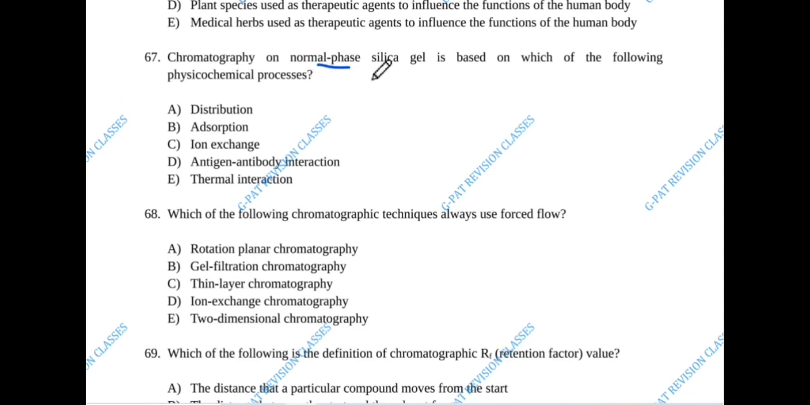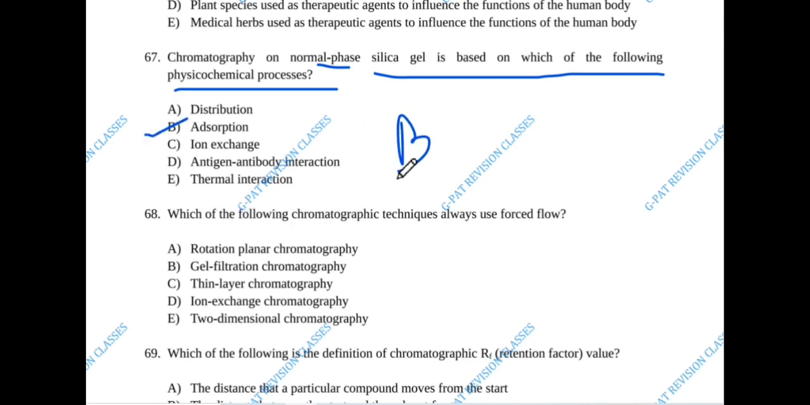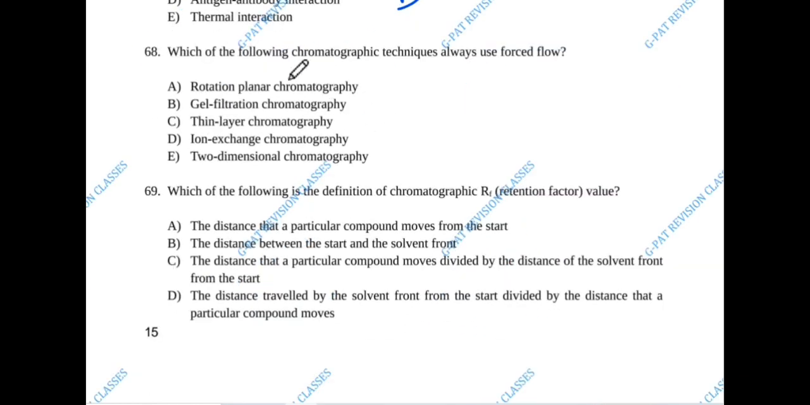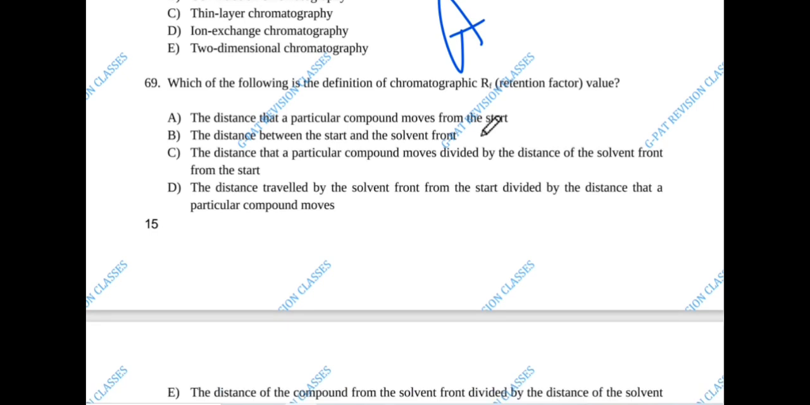Next is 67 question number. Chromatography on normal phase silica gel is based on which of the following physicochemical process? The answer is B. Adsorption. Next is 68 question number. Which of the following chromatographic techniques always use forced flow? The answer is A. Rotation planar chromatography.